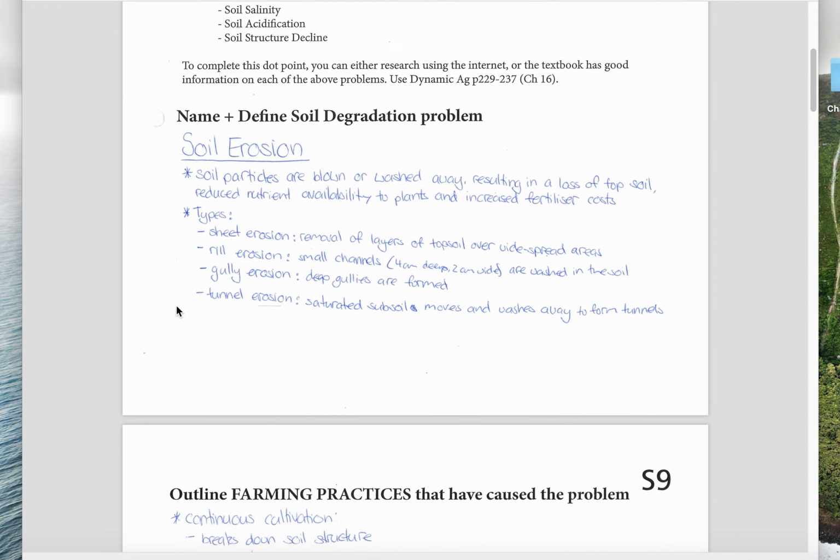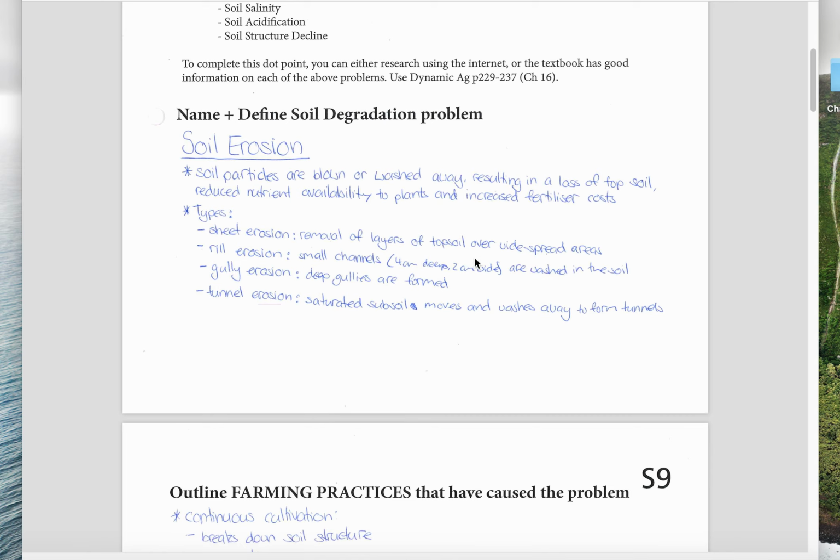So you get various types of erosion. Sheet erosion is removal of layers of topsoil over a large area. Rill erosion is where you get small channels washed away. Gully erosion is what we commonly see in Australia, where deep gullies are formed running through farm areas. And then tunnel erosion is where you get really wet soil, with water moving and washing soil away underneath, but the top remains intact, and eventually the top will cave in, but you get erosion heading underneath the soil initially. And these all occur depending on the soil type. So different soil types tend to favor different types of erosion.